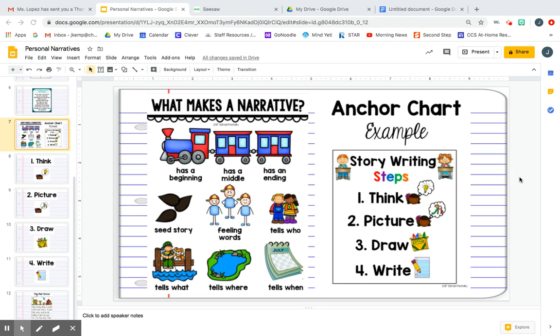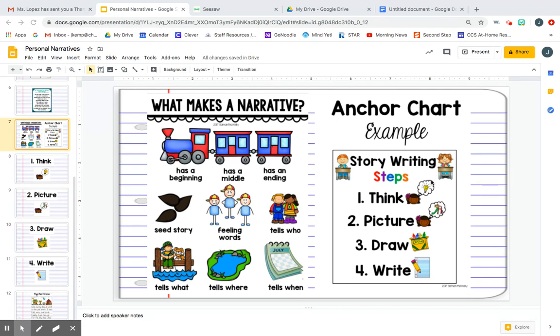A narrative has to have a beginning, a middle, and an end to it. You also want it to be a seed story, meaning that it's just over a small period of time. The example we looked at yesterday was when someone went to a pet store, so that's not a very long time. You want to include feeling words in your narrative. Explain how you were feeling at the time. You also need to tell who was in the story, what was happening in the story, where it was happening, and when it was happening.